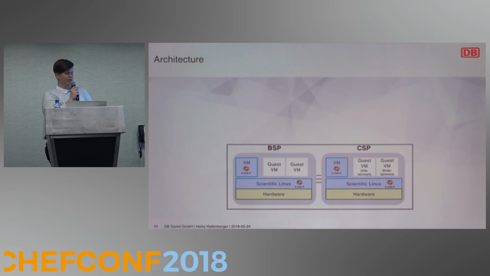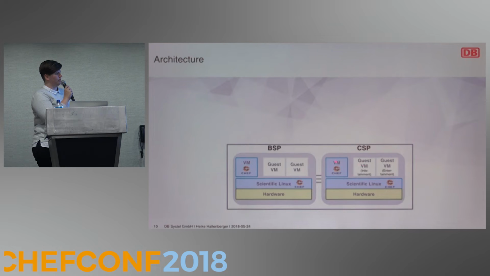So in the end, our architecture looked like that. We have the hardware on both sides of the platform, of course. On top of that, we run Scientific Linux that is fully managed with Chef. And on top of that, we use KVM virtualization. We run virtual machines. These two in blue are provided by our project, and they are also fully managed with Chef. So we have 4 Chef clients per platform. These guest virtual machines are not provided by us, but by other manufacturers, and we don't actually know how they do their system management. It's a black box for us.